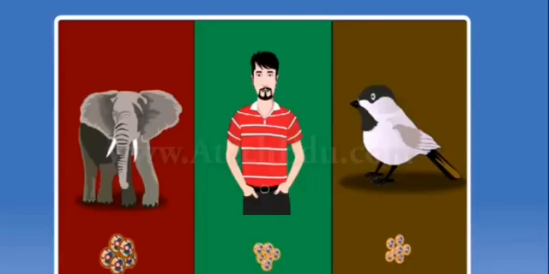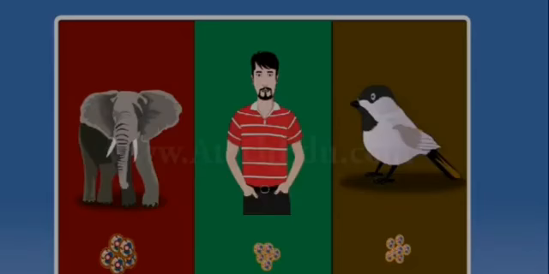Students, is it that if my body is big, then the size of the cell is also big? No, the size of the cell does not depend on the size of the body of an organism. Here, the size of the cells in an elephant, human body and a bird differs slightly, but they are not in proportion to their body size. Okay, students? Yes, students, is it clear?